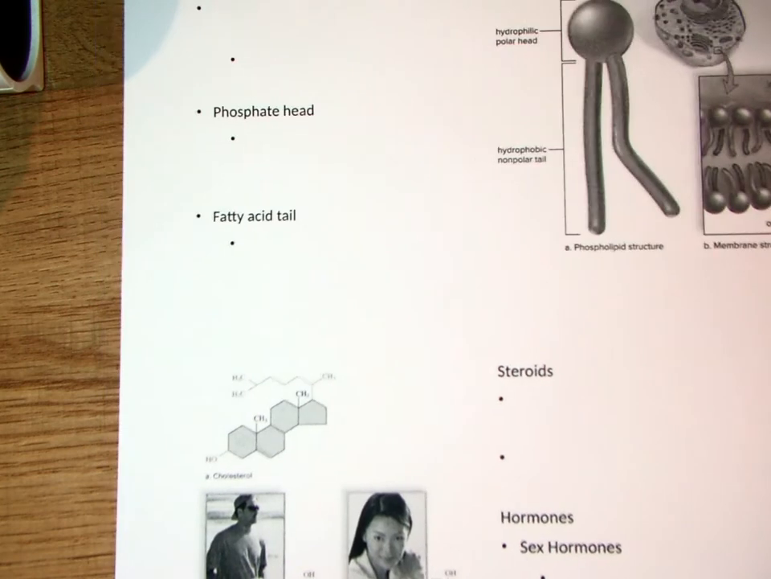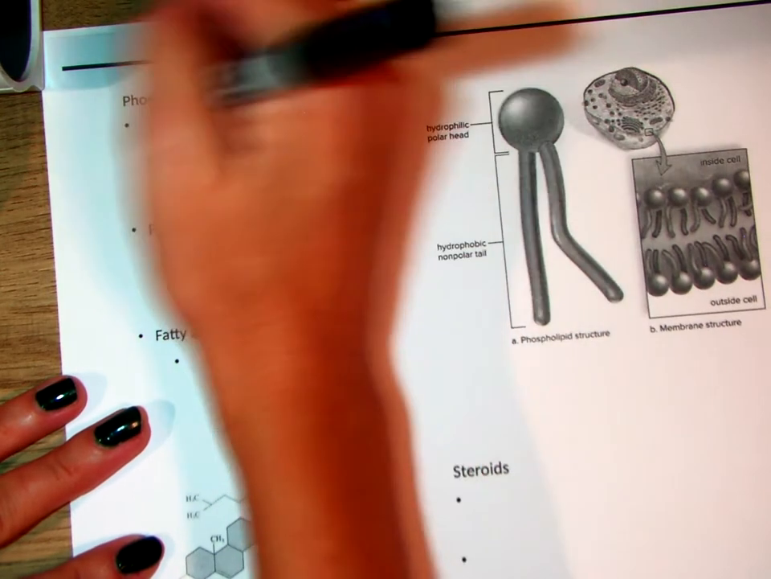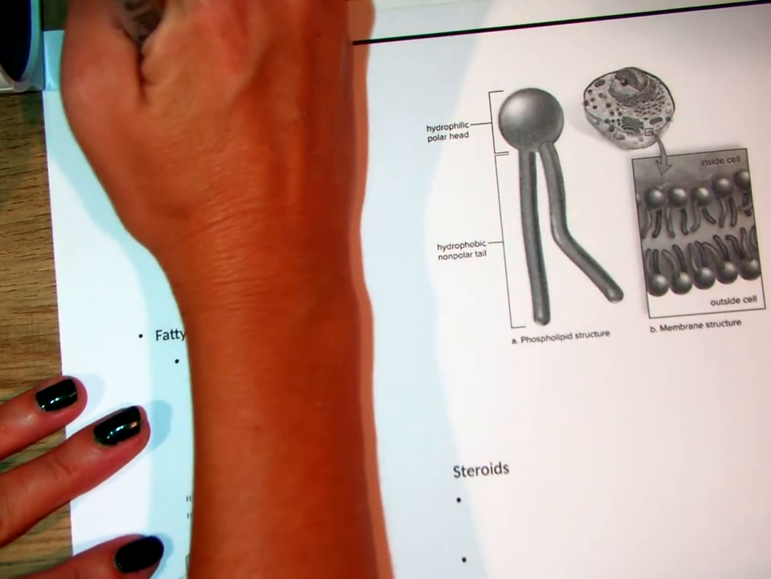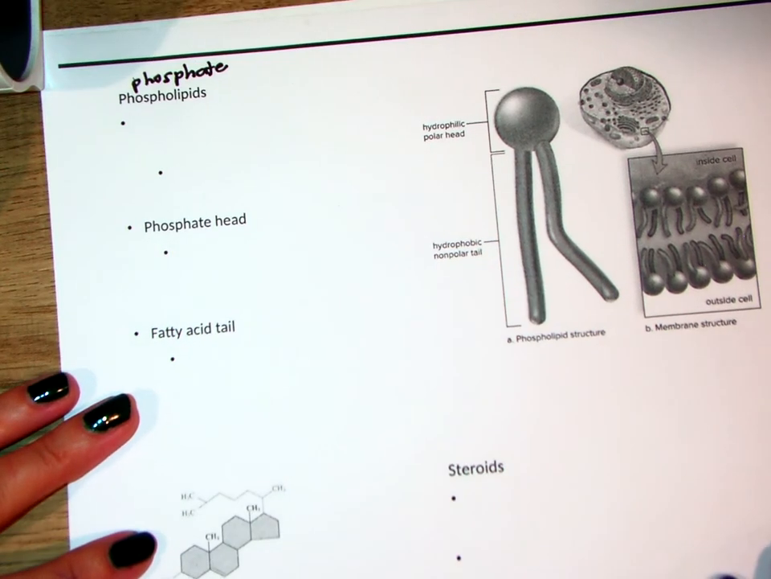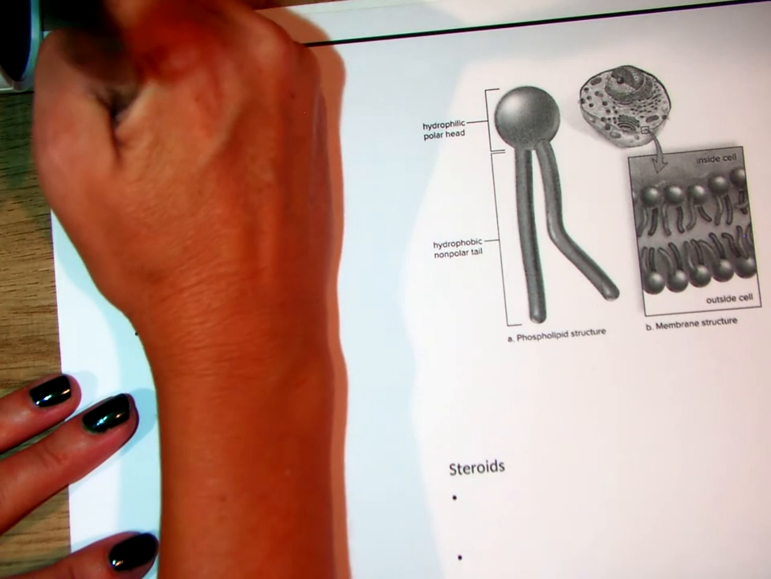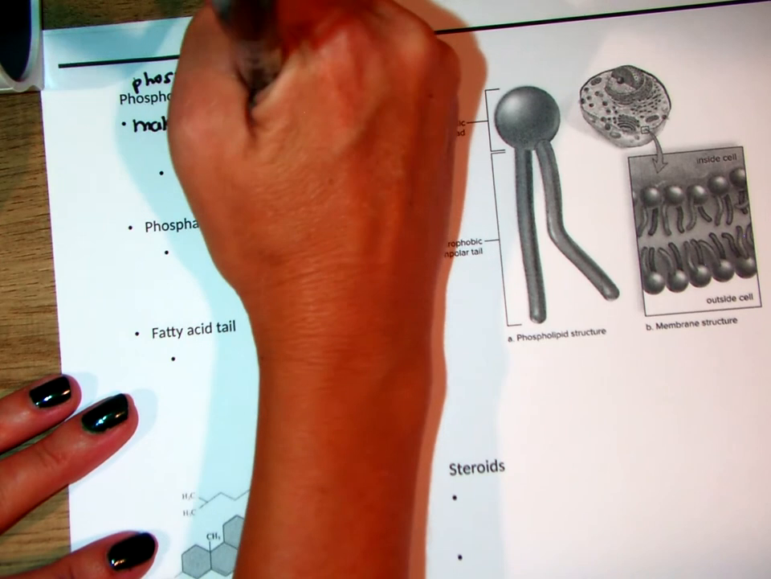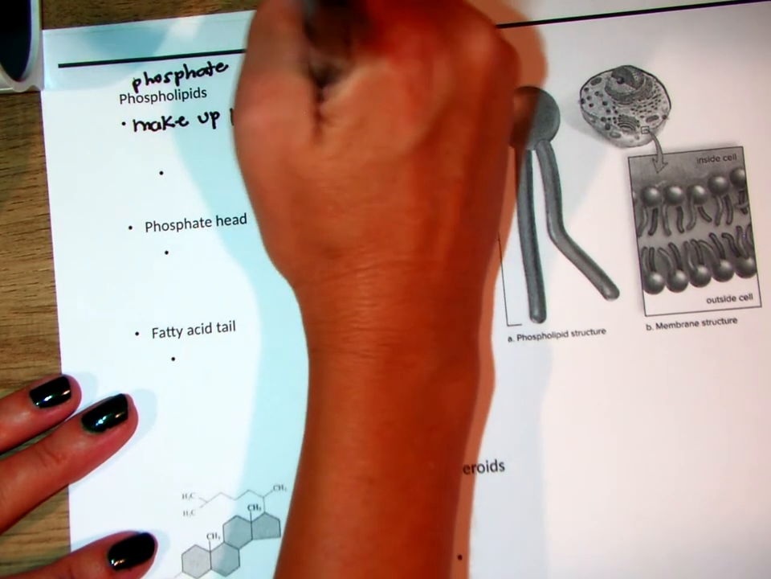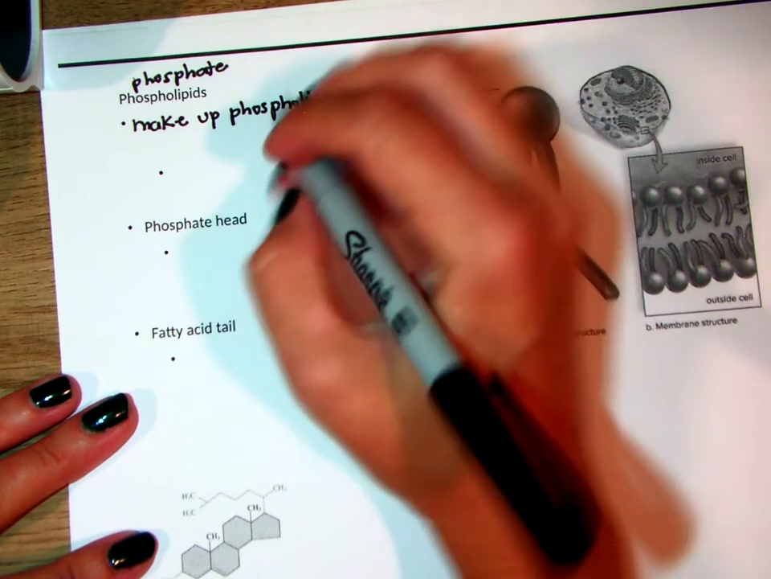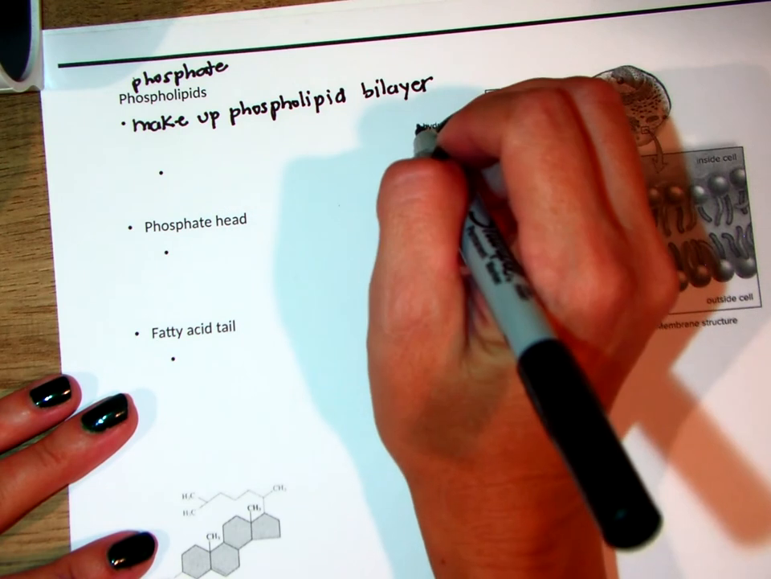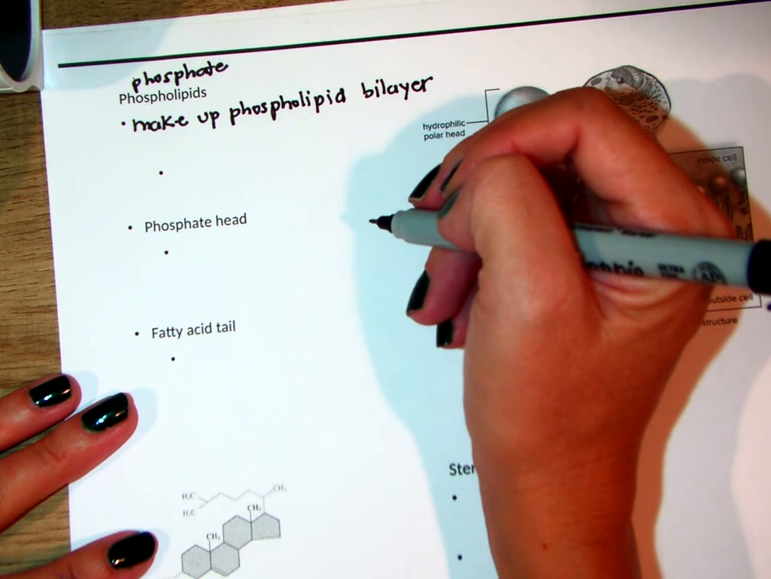Alright, next let's talk about phospholipids. So it's got the word phospho in it, meaning that it contains phosphate. And I think these are really interesting little molecules. So they make up, again, the phospholipid bilayer, which surrounds your cells to make the cell membrane that controls what comes in and out of the cell. We'll discuss this more when we get to cells.